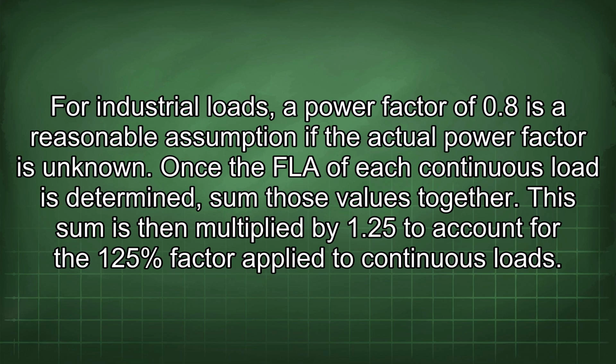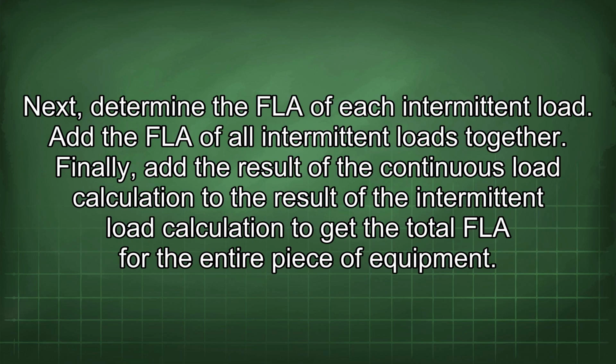Once the FLA of each continuous load is determined, sum those values together. This sum is then multiplied by 1.25 to account for the 125% factor applied to continuous loads. Next, determine the FLA of each intermittent load. Add the FLA of all intermittent loads together. Finally, add the result of the continuous load calculation to the result of the intermittent load calculation to get the total FLA for the entire piece of equipment.